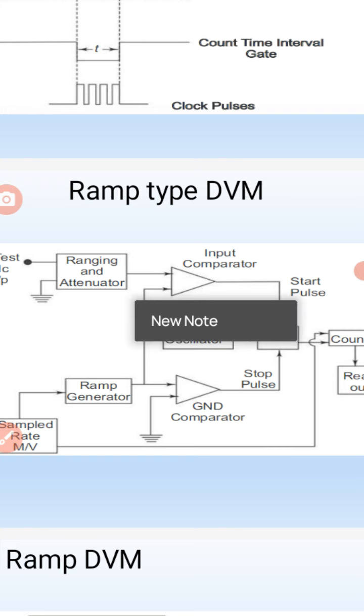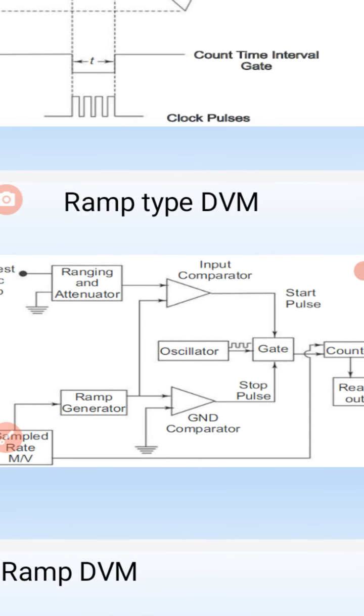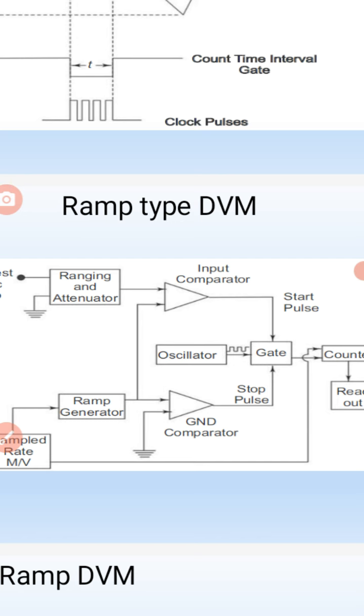Input comparator 1, the top comparator, gives a start pulse to the gate, and the pulse starts. At the lower ground comparator level, when the RAM generator reaches 0 volt, it gives one stop pulse to the gate, on which the gate will become closed. Oscillator pulses are passed during this time period.